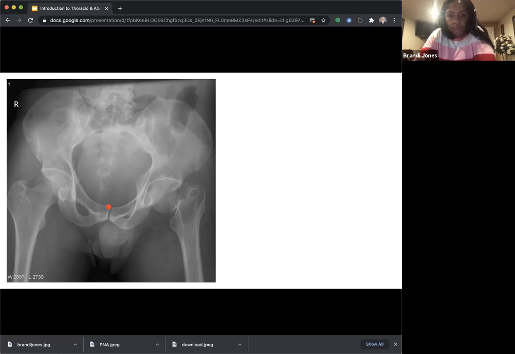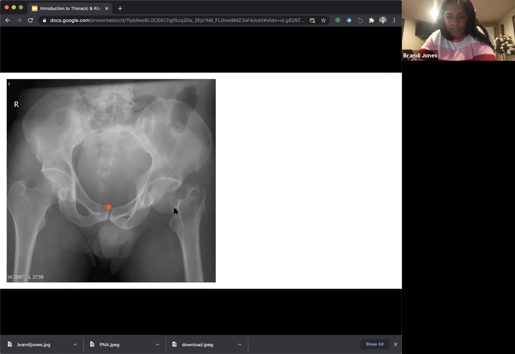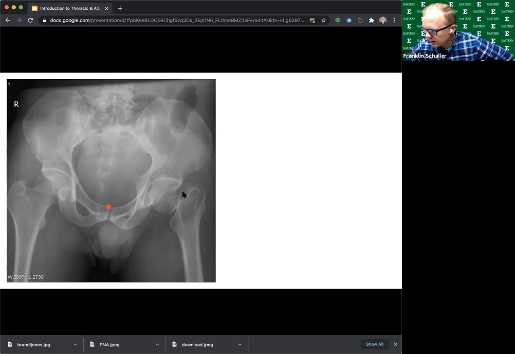Nice. I'm seeing lots of correct answers come in. Hip fracture, left hip fracture, broken hip. I agree wholeheartedly. If I look at this proximal femur on the left here, this is grossly fractured, especially when comparing to the femoral neck on the right. Nice pickup, and not surprised given that clinical scenario either.